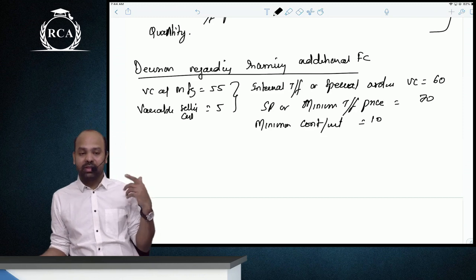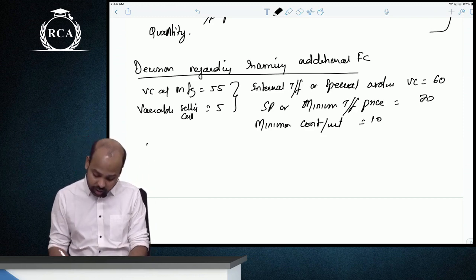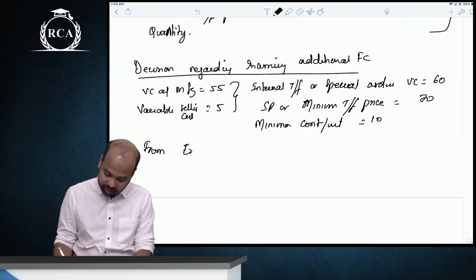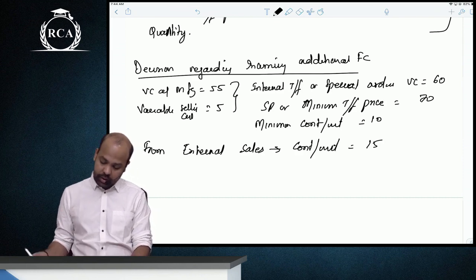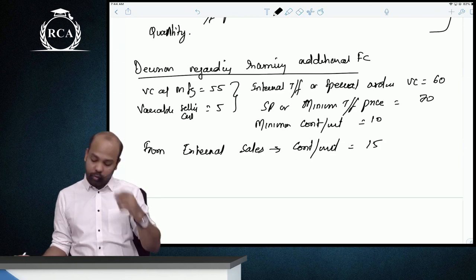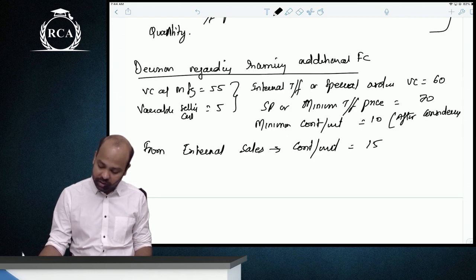From external sales, guys, I'll get a contribution of 15 rupees. From external sales beta, the contribution per unit is 15 rupees. I'm just writing this beta here. ये जो है बेटा अपना जो अभी अपन लिखेगा इस मिनिमम कंट्रीब्यूशन पर यूनिट 10 रुपीज. This is after considering variable cost. This is after considering beta variable selling cost.